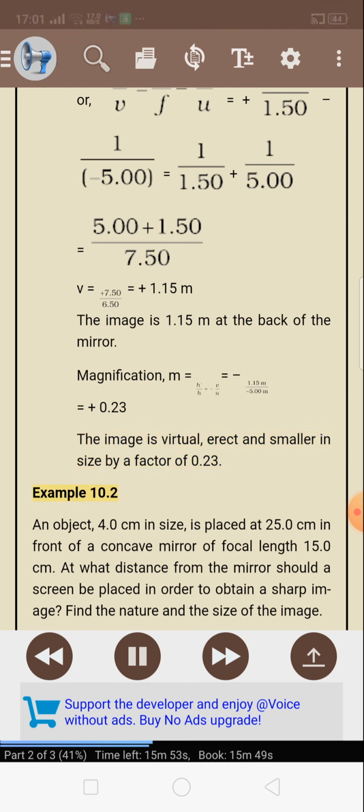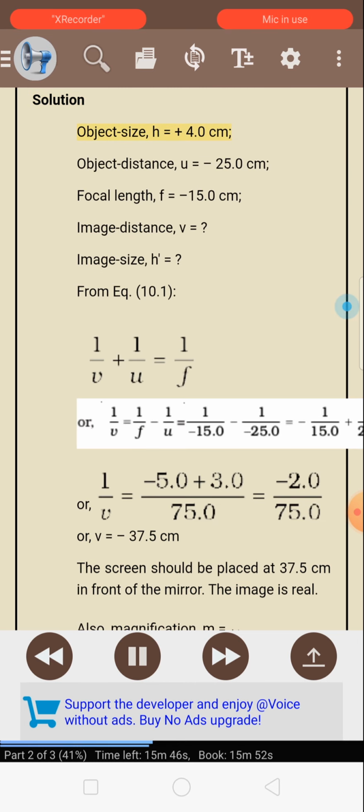Example 10.2. An object 4.0 centimeters in size is placed at 25.0 centimeters in front of a concave mirror of focal length 15.0 centimeters. At what distance from the mirror should a screen be placed in order to obtain a sharp image? Find the nature and the size of the image. Solution. Object size h equals plus 4.0 centimeters. Object distance u equals minus 25.0 centimeters. Focal length f equals minus 15.0 centimeters. Image distance v equals ? Image size h' equals ?